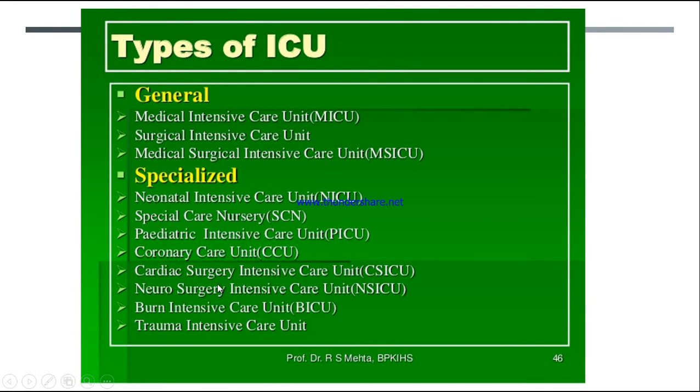This is specialized only for coronary arteries or leading to the heart. Cardiac surgery intensive care unit, any post-operative management of the heart. Next, neurosurgery, any post-operation of the brain. Burn intensive care unit, specialized only for burns, and trauma ICU, related to any trauma or accident. So these are the types of ICU, classified into two, specialized and general.